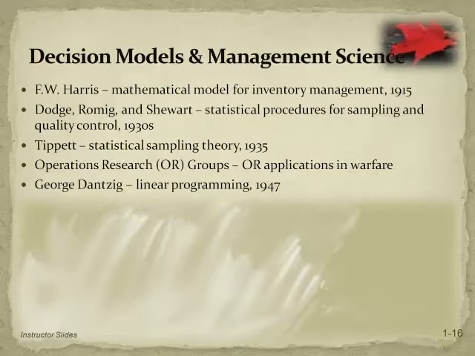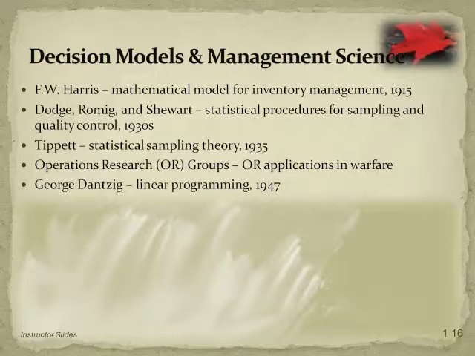From a mathematical point of view, we have some models and some management science contributions by some of the individuals shown on this slide here. Now, we will be studying a few of these this semester. F.W. Harris gave us the mathematical models that we use in inventory management, and that goes back almost 100 years ago to 1915. Walter Shewhart is shown as the primary inventor of statistical process control and the mathematical models that he gave us.